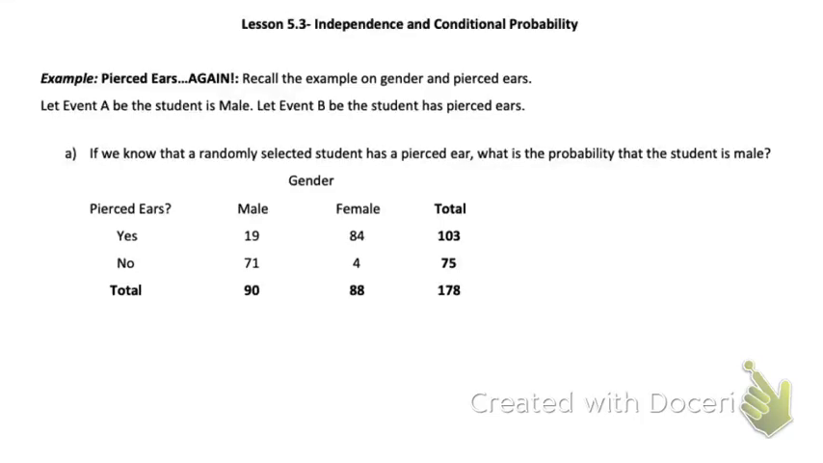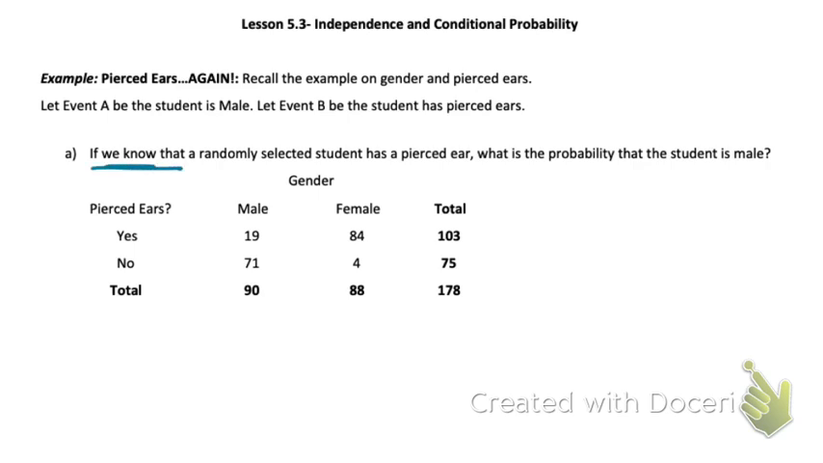So we're going to talk about conditional probability today. Do you guys remember from last week the pierced ear example where we were talking about males and females and whether you have pierced ears or not? This is the same example. It's nothing different. It's the same exact example, okay? But I'm going to ask you some different questions. So here's the first question.